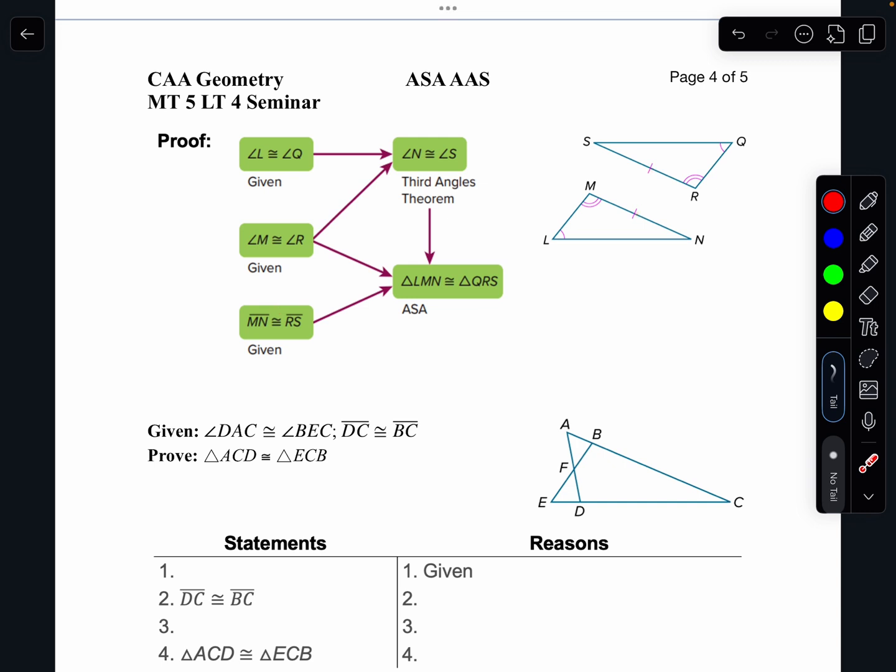Since you have two angles congruent, we know the third angles are congruent. Well, I need my marker there. So then I know angle S is congruent to angle N. And now notice you've got angle, side, angle. So if you have angle, side, angle, you have a congruence.